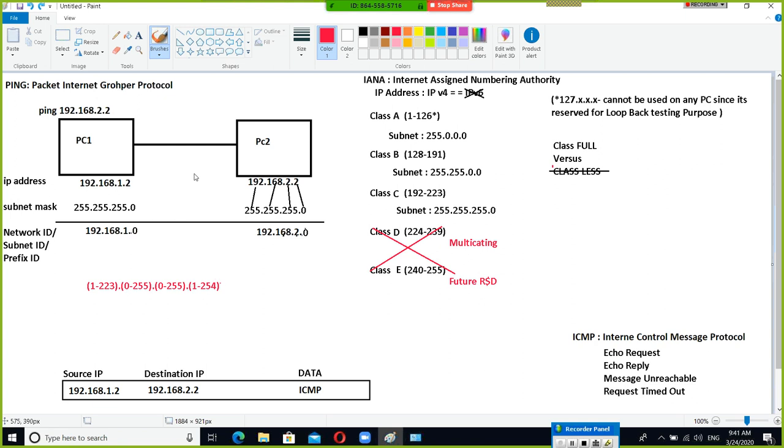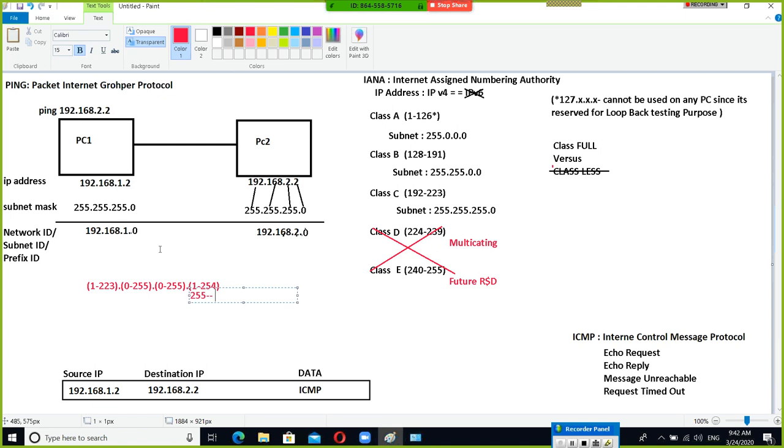Why can't we use 255 here? Answer: 255 is referred to as the broadcast ID. Now what is broadcast ID? First of all, in IP version 4, there are three types of communication: unicast, multicast, and broadcast.